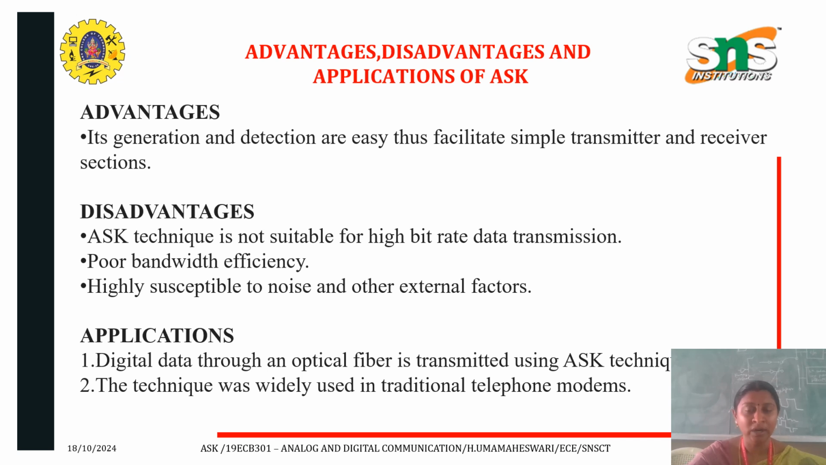So these are the advantages, disadvantages, and applications of amplitude shift keying. The main advantage is that its generation and detection are easy, thus facilitating simple transmitter and receiver sections. The main disadvantage is that it has poor bandwidth efficiency and is not suitable for high data bit rate transmission. It is also highly susceptible to noise and other external factors. The main application is in optical fiber for transmitting ASK signals. The technique was widely used in traditional telephone modems.